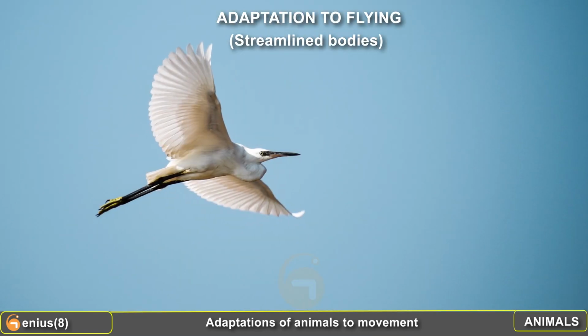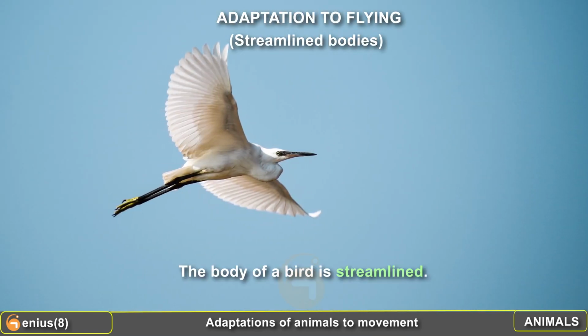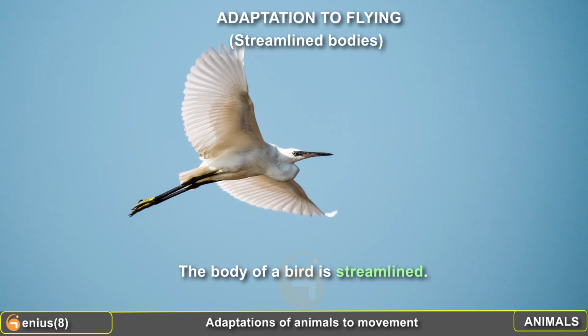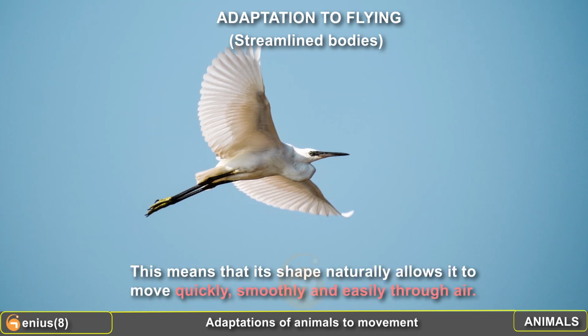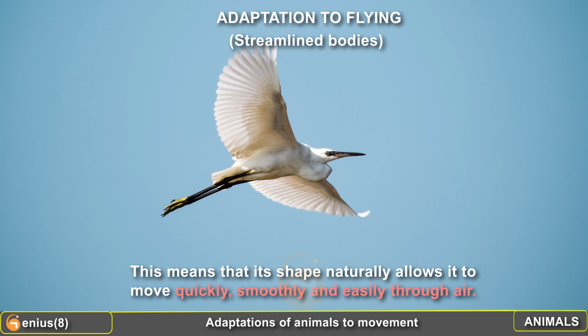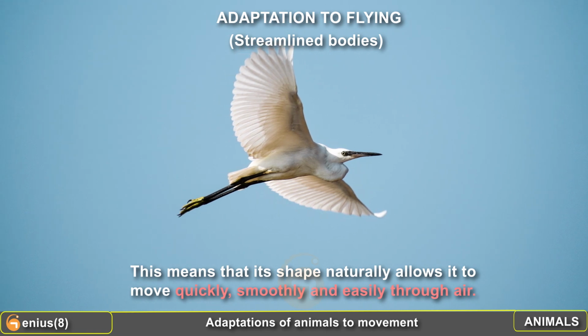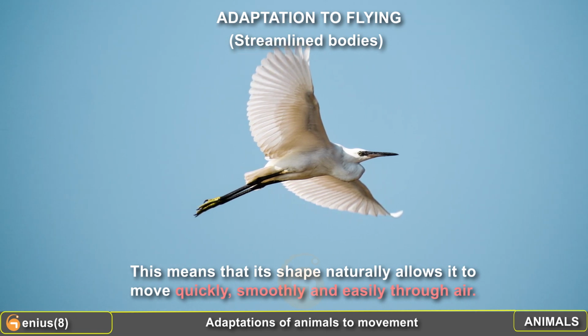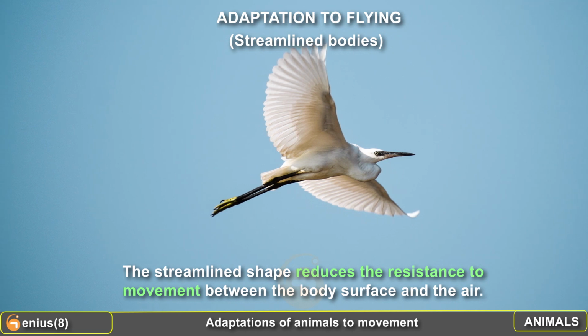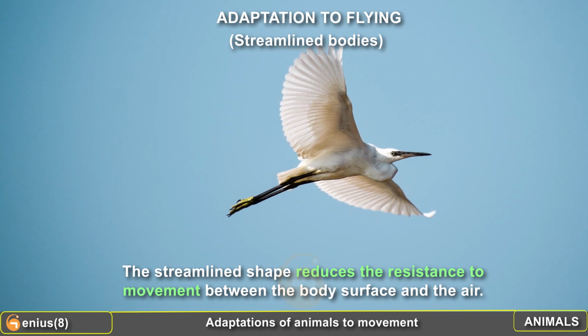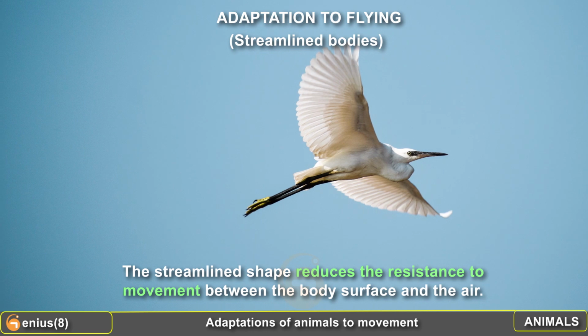Streamlined bodies. The body of a bird is streamlined. This means that its shape naturally allows it to move quickly, smoothly and easily through air. The streamlined shape reduces the resistance to movement between the body surface and the air.